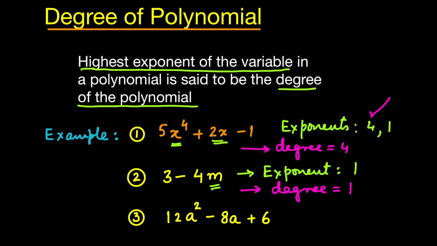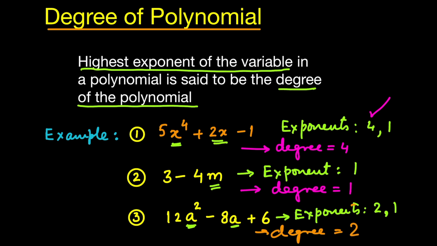In the third example, the variable is a, and what are their exponents? So we write exponents are 2 and 1. These are the exponents: 2, and nothing is given, so it's 1. Which is the higher one here? It is 2. So we write the degree for this one will be 2.